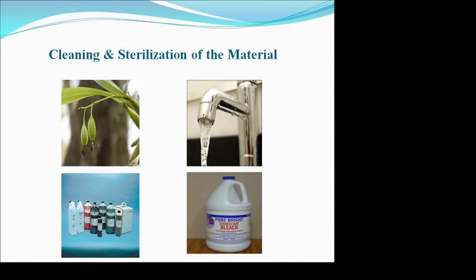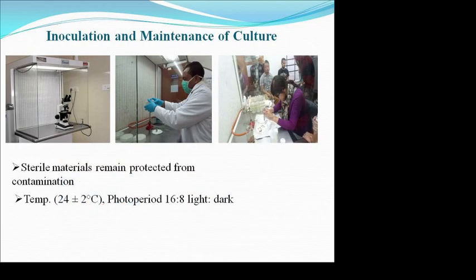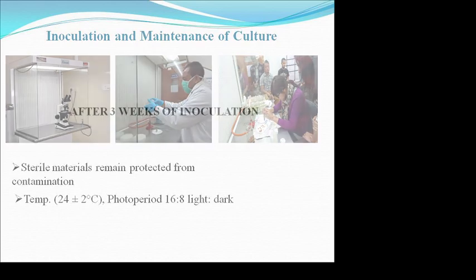Once the sterilization process is done, you see the inoculation being carried out in a laminar flow. So, inoculation and maintenance of culture: sterile materials remain protected from contamination. When you work in a laminar flow, there are HEPA filters which purify the air, and air blows towards you. That means there is no scope for any microbes from you to enter the laminar flow while you're working. Once the inoculation is done, the plants have to be transferred to a growth room.